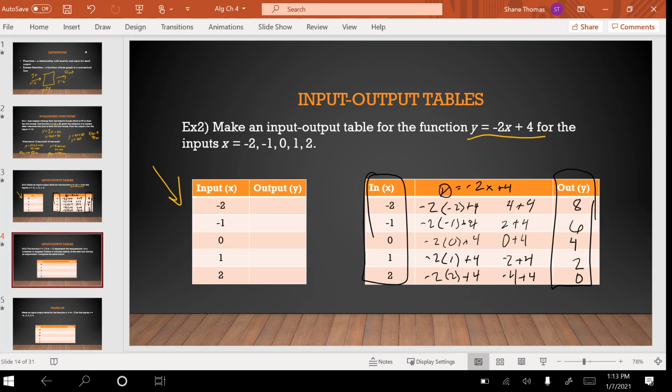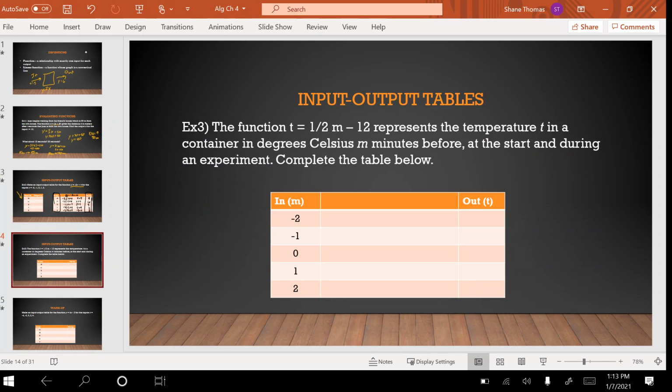Okay. Now, here's one here. It's a little bit of a story to it. All right, it says the function T equals 1/2 m minus 12 represents the temperature T in a container in degrees Celsius m minutes before and at the start and during an experiment. So complete the table below. All right, it is still just x and y. It says T and m, but it's still x and y.